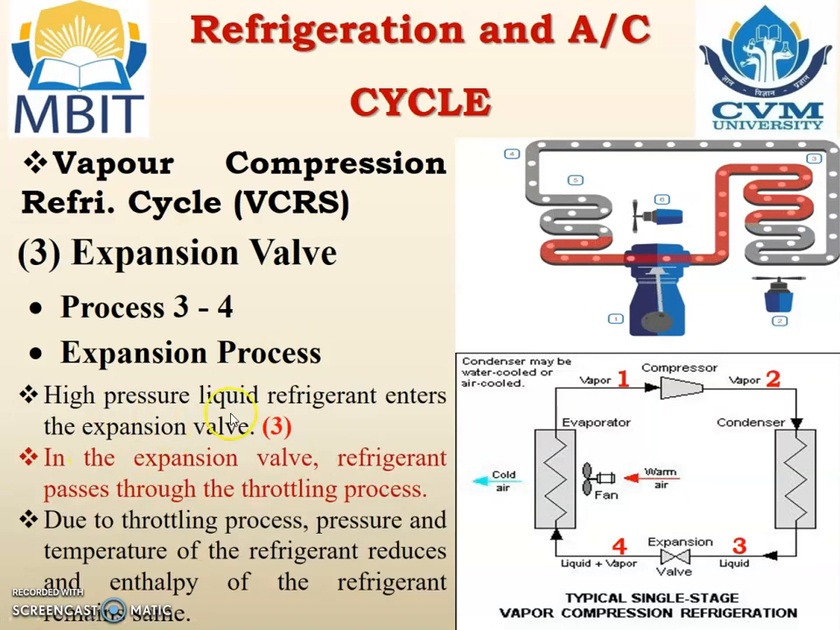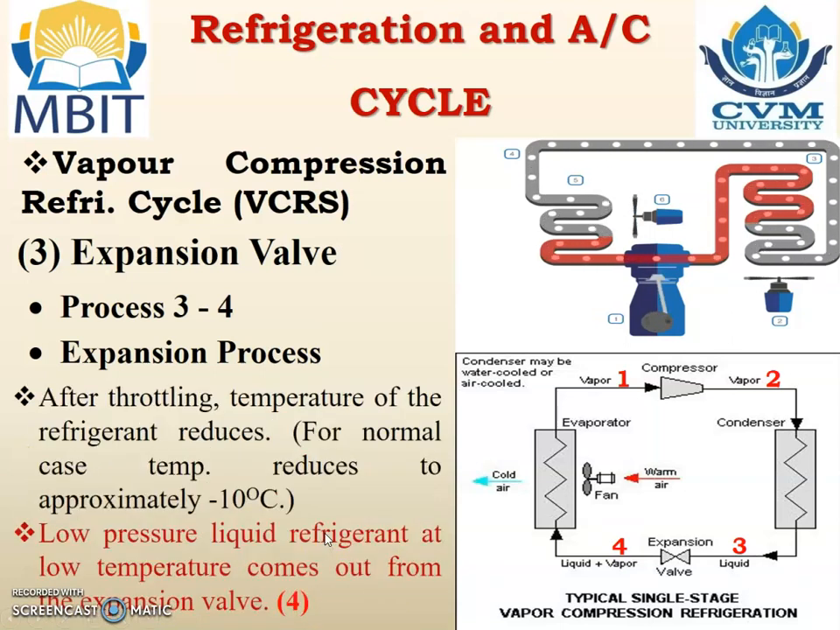So high pressure liquid refrigerant enters the expansion valve. That is point number 3. In the expansion valve, refrigerant passes through the throttling process, and during the throttling process, pressure and temperature of the refrigerant reduce and the enthalpy of the refrigerant remains the same. So what will come out from the expansion valve?